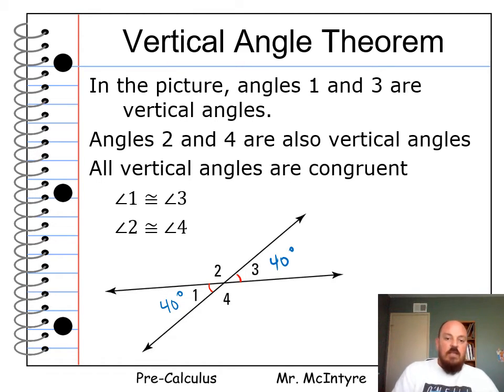Or over here, maybe angle 2 is 140 degrees. That's a big one. So is angle 4. They're equal. So those opposite angles, remember the name for it, the vocab term is vertical angles, and the opposite angles when two lines cross are always equal. That's our first rule for today.